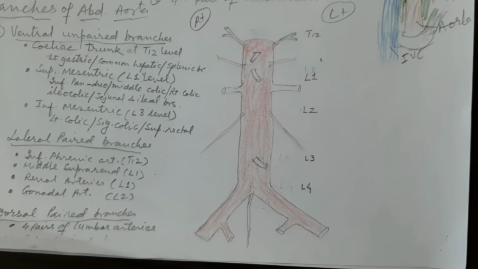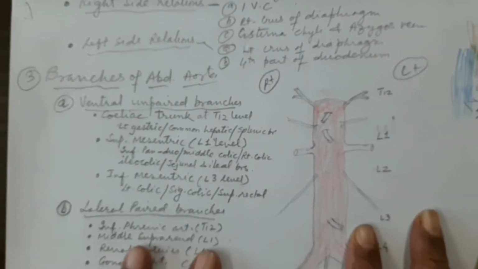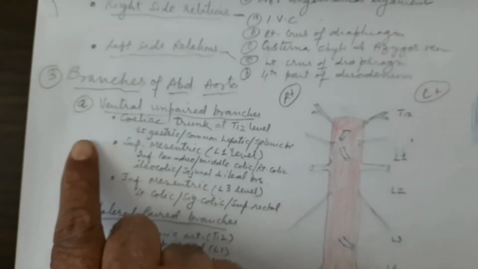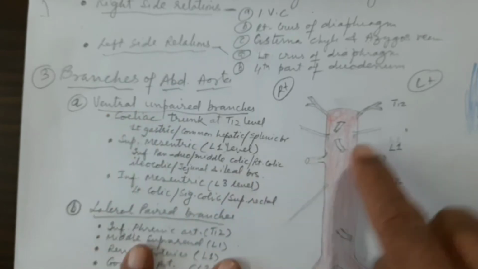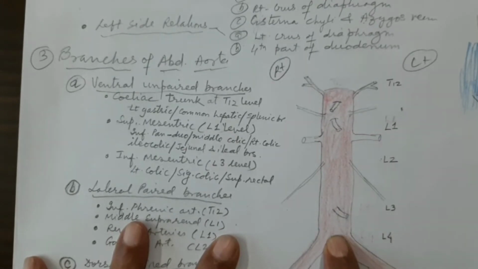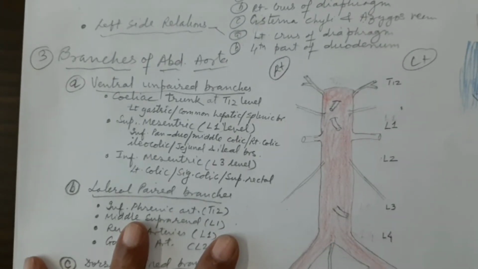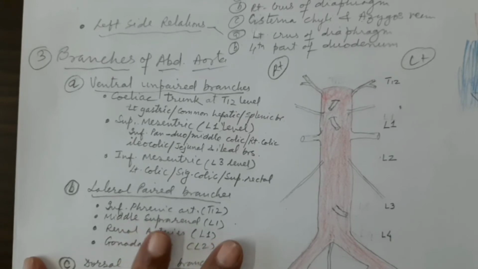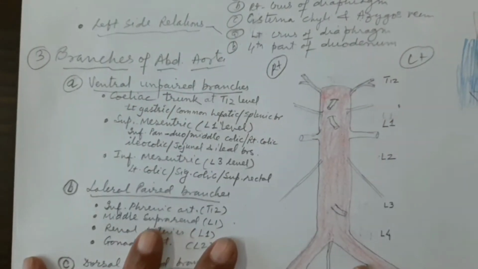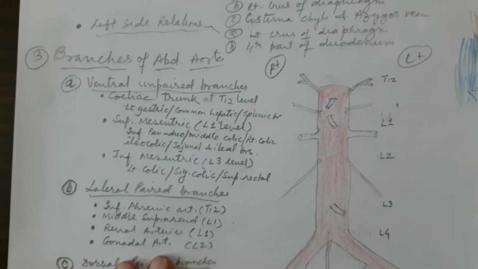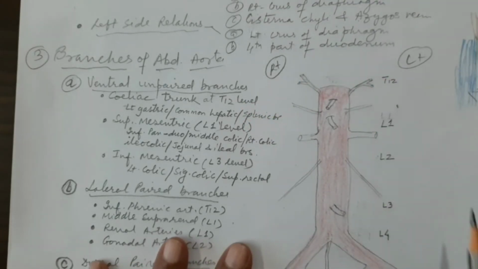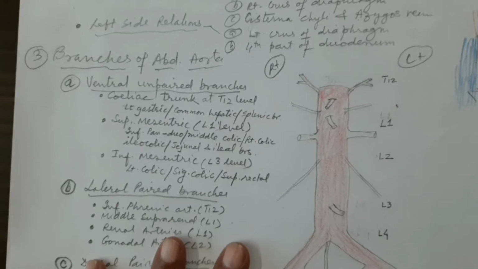For example, the first class of the branches which take origin from the abdominal aorta are classified as ventral. That means those branches which take origin from the ventral surface of the abdominal aorta, and they are unpaired. That means they are single branches. That is the first division of these branches, so note down these divisions. The first type of branches are the ventral branches, and they are unpaired, single branches. Let us see which are those branches.